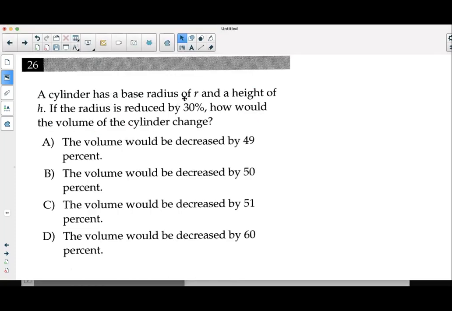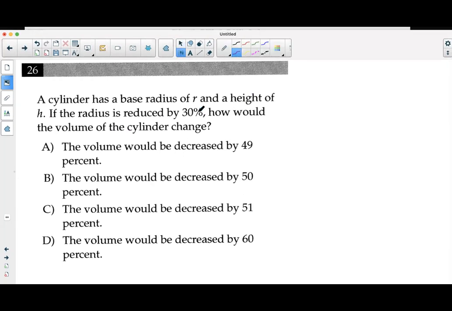The cylinder has base radius of r and height of h. If the radius is reduced by 30%, how would the volume of the cylinder be changed? Right. So basically, that's what's happening. Now, I'm gonna try to share with you how I could have done this one in a typical way, and then how I would have done this right after.